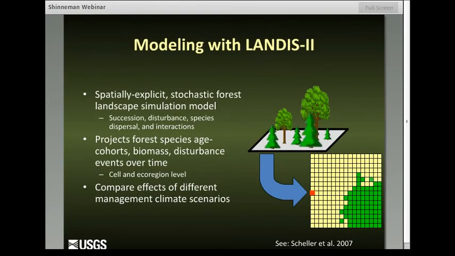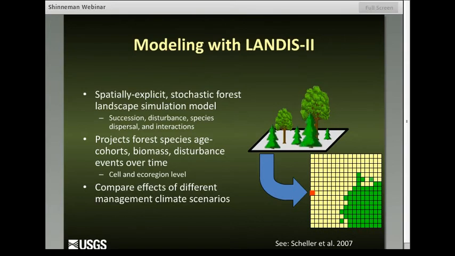So I used LANDIS-II. I won't go into a lot of detail about this. Many on the phone probably know about LANDIS, but it's a spatially explicit stochastic forest landscape simulation model that simulates various processes, including succession, disturbance, species establishment, and dispersal in their interactions. And it projects various response variables of interest over time steps defined by the user, and spatially, both at a raster cell level as well as user-defined ecoregions, including attributes like species age cohorts and their distributions, biomass, disturbance events, and so on.